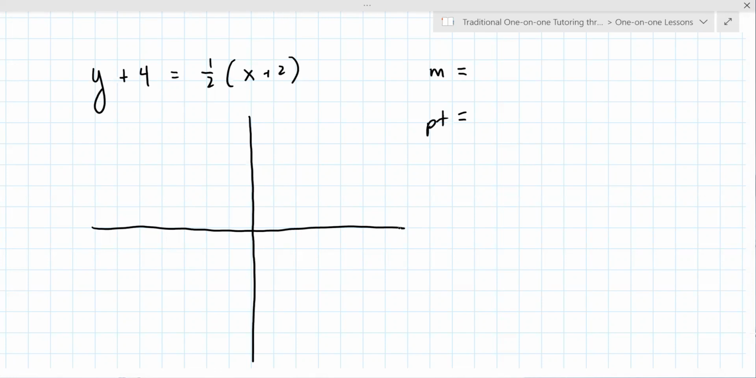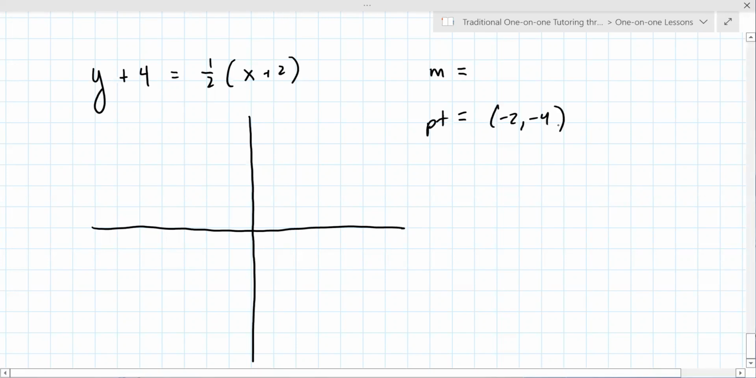The point, the m right there, that is 1/2 point slope form. That is -2 and a comma -4. Okay, what about the slope? The slope, yeah, I said it's a half. Perfect. Okay, so you start by getting this point, -2, -4.